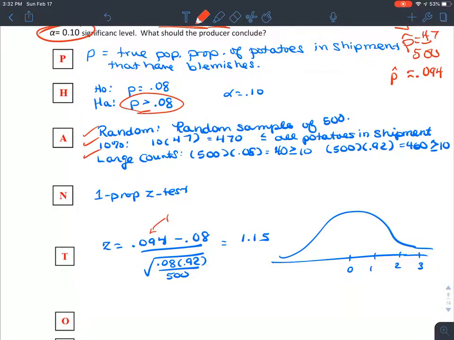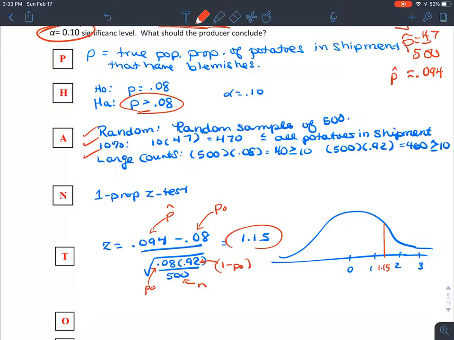This is our sample proportion. This is the claim from the null hypothesis, which is what we use here for p. And then this is 1 minus p sub 0. And remember, that's your n. So here, it's just one-tailed. Our z-score is 1.15, so we're going to say maybe that falls right about here.